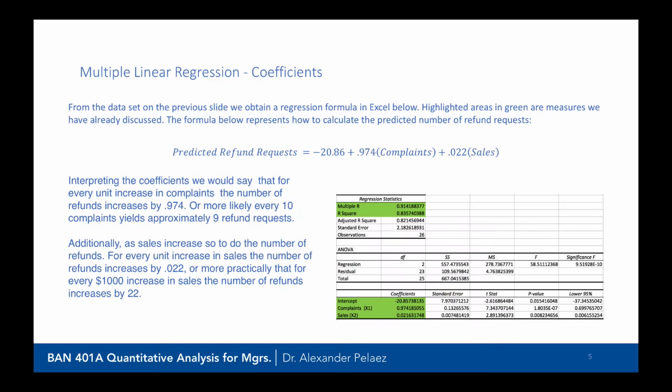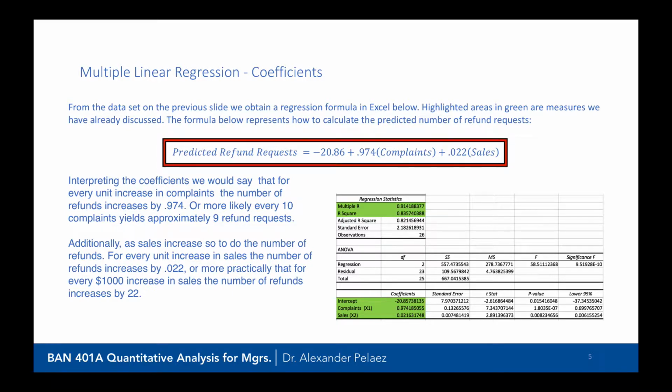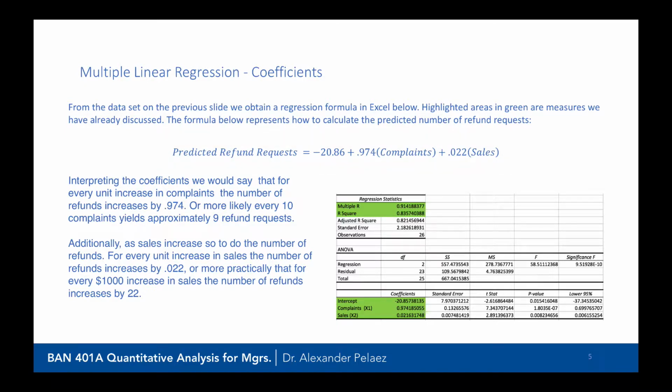From the data set on the previous slide, we obtain a new regression formula using the analysis tool in Excel. And we end up with the predicted refund requests equaling negative 20.86 plus 0.974 times complaints plus 0.022 times sales. So interpreting the coefficients, we would say that for every unit increase in complaints, the number of refunds increases by 0.974. Or more likely, every 10 complaints yields approximately 9 refund requests. Additionally, as sales increase, so too do the number of refunds. For every unit increase in sales, the number of refunds increases by 0.022. Or more practically, for every $1,000 increase in sales, the number of refunds increases by 22.